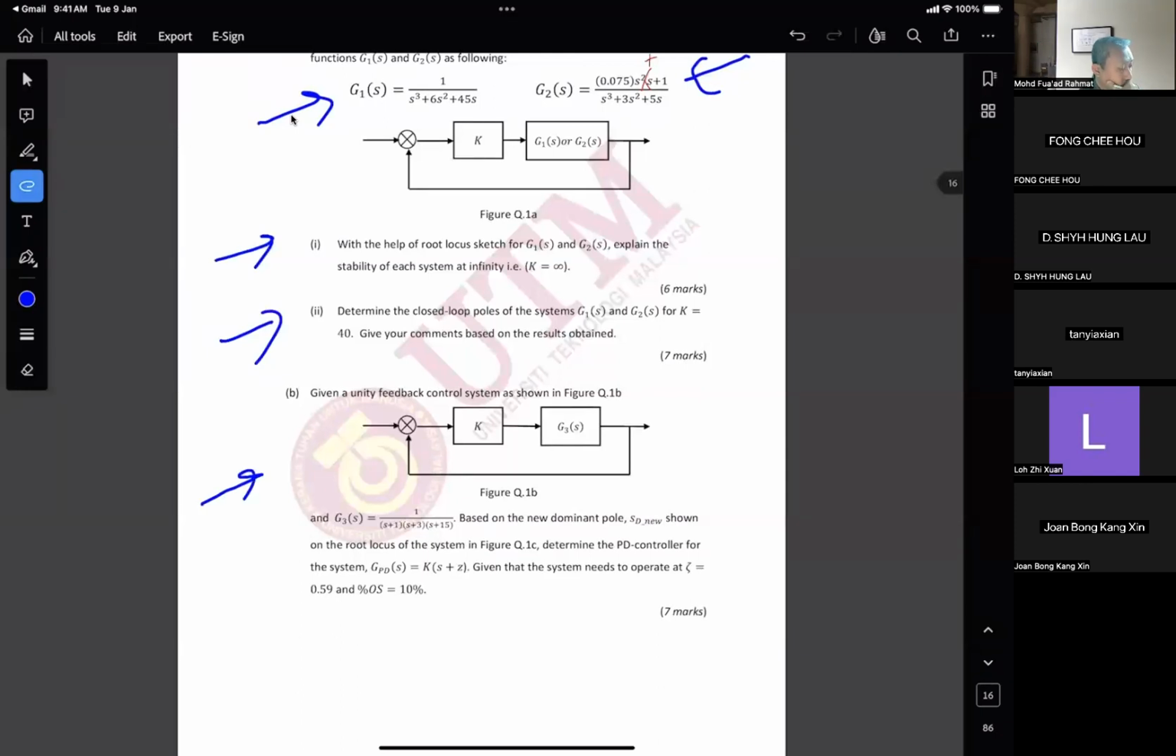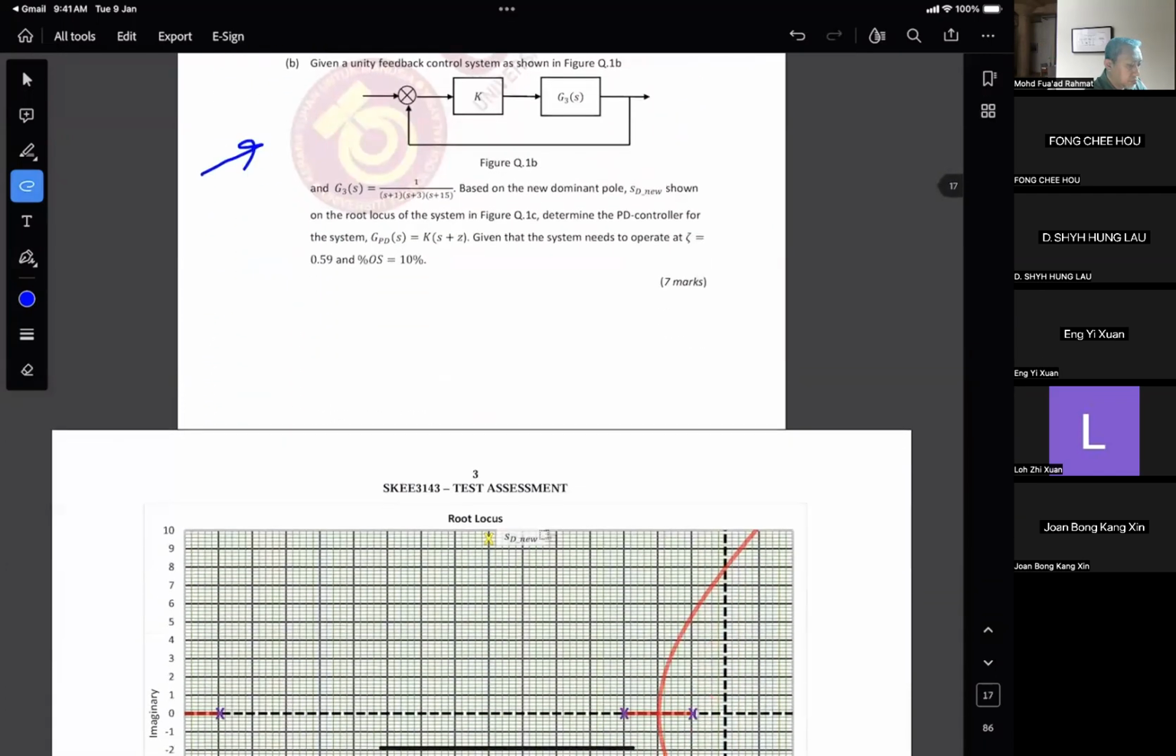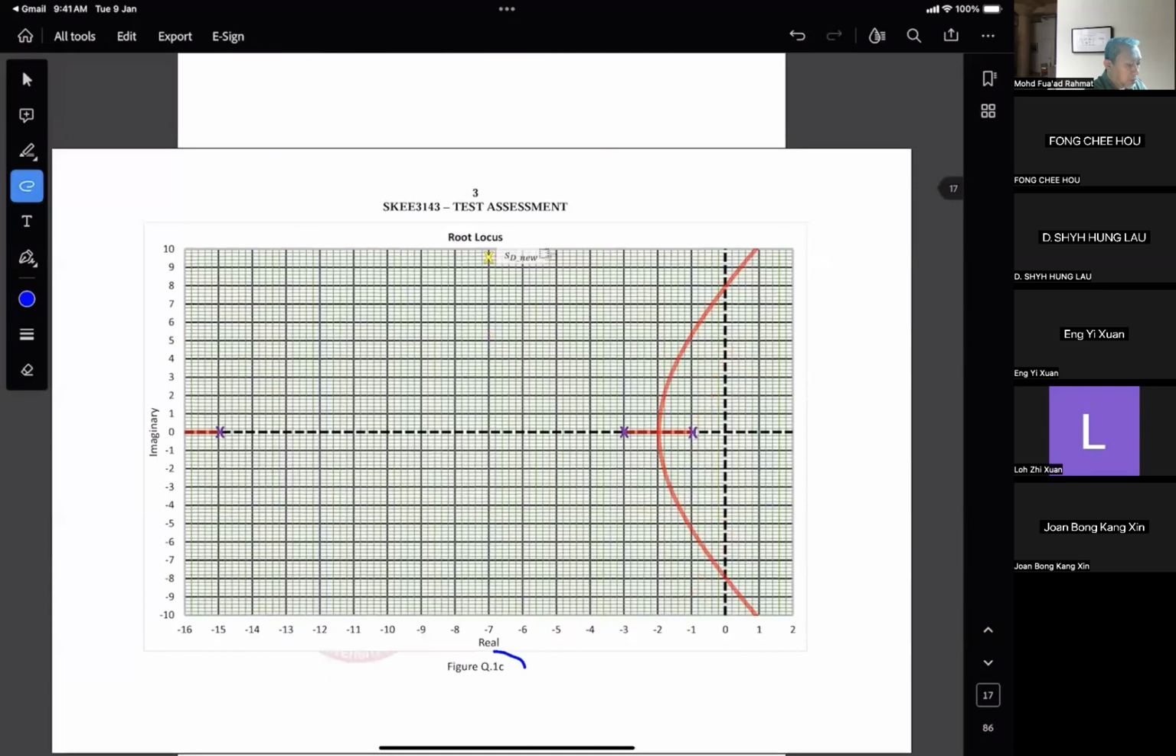B. Given a unity feedback control system as shown in figure Q1B, and G3(s) equals 1 over (s plus 1)(s plus 3) plus s plus 2. Based on the new dominant pole, s_d new, shown on the root locus of the system in figure Q1C, determine the PD controller for the system, G_PD(s) equal to K times (s plus z), given that the system needs to operate at zeta equals 0.59 and overshoot of 10%. Okay, so this is the figure Q1C.